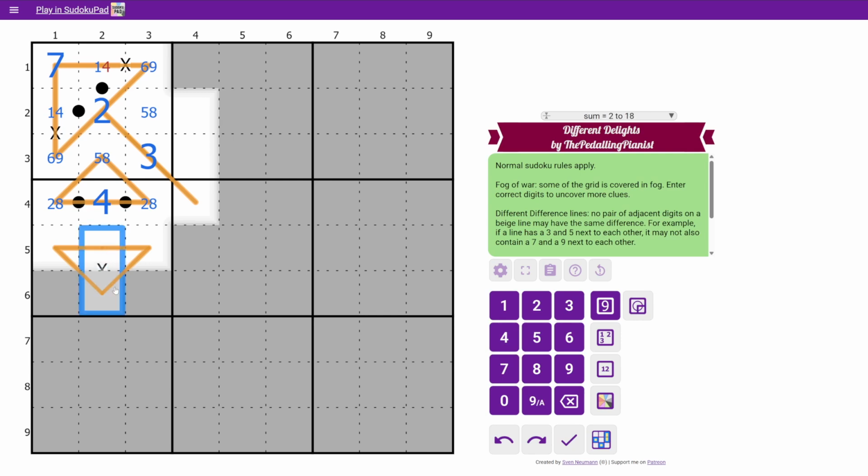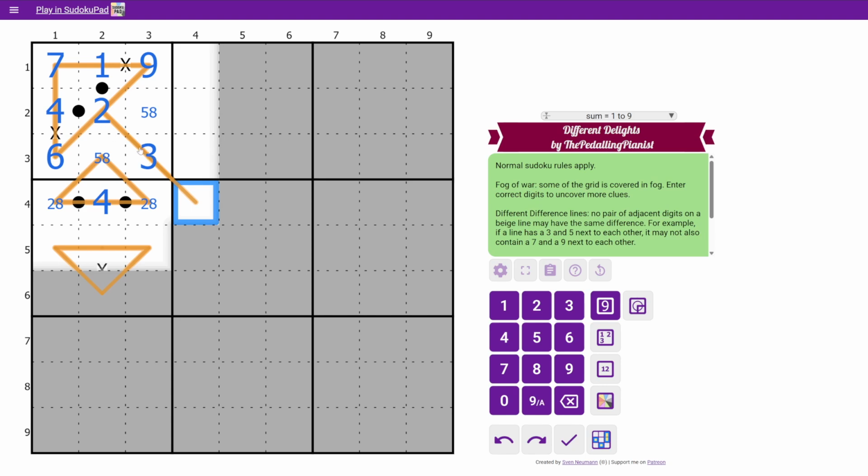There's an X looking here. It cannot be 6, 4. Oh. This gets resolved up top. So this is 6, 9. The 3 on a beige line.